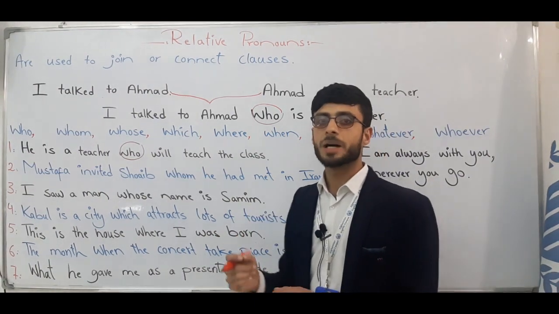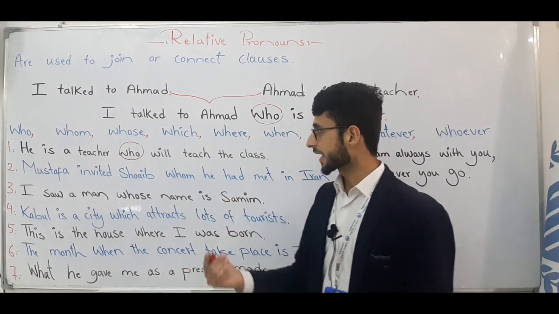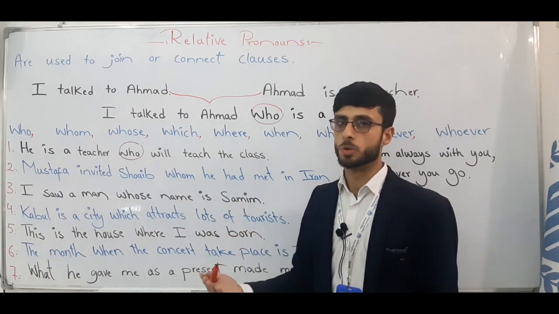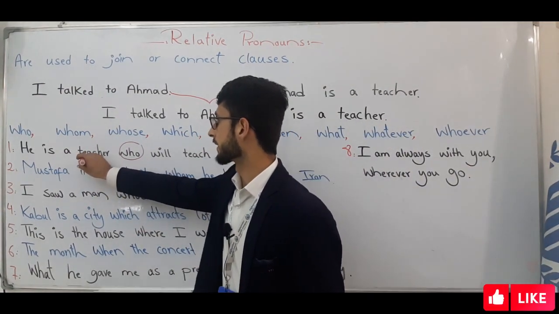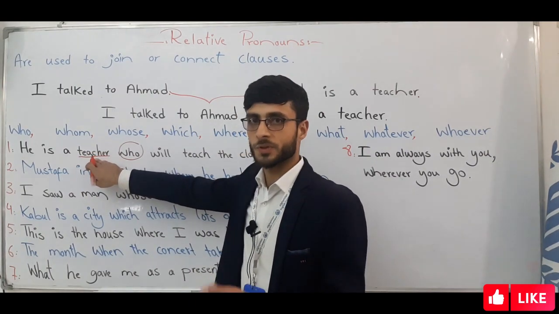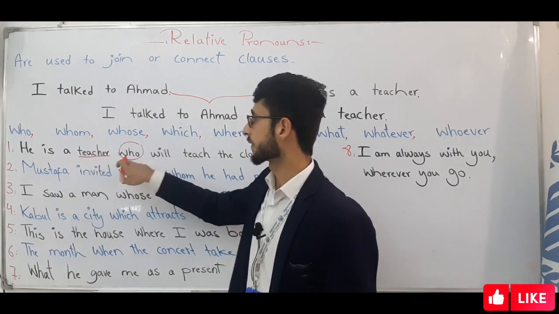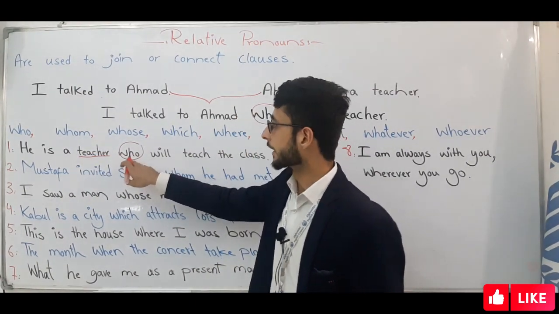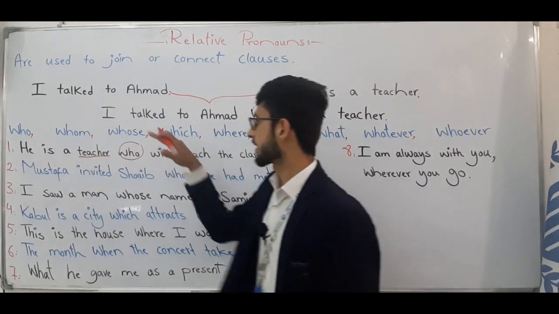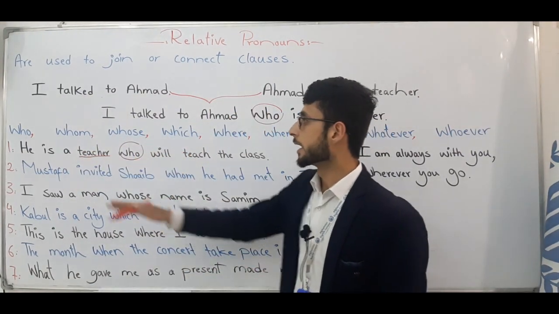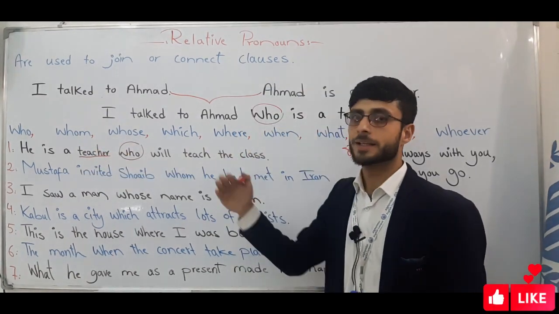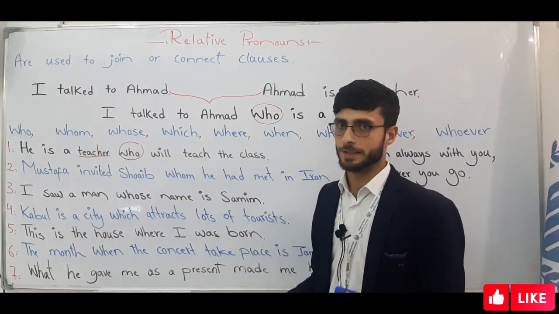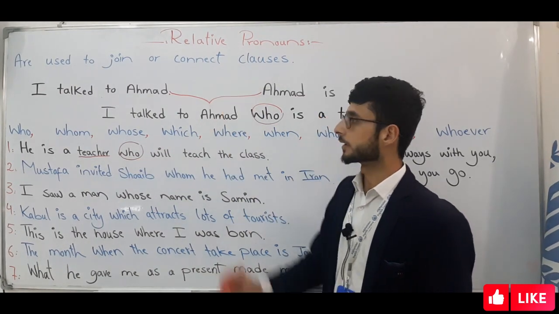When you want to talk about a person as a subject, we should use who, like this. He is a teacher. We want to talk about this teacher. درباره استاد گپ میزنیم. We should use who را استفاده میکنیم که چیسته این دو کلاس با هم دیگر چی کرد؟ وصل کرد. میگه he is a teacher، او یک استادی است. Who will teach the class؟ کسی که خواهد صنف تدریس کرد. Who is one of the relative pronouns.